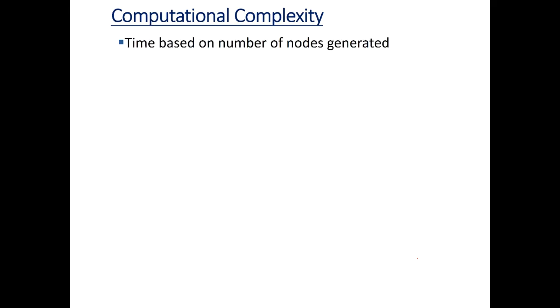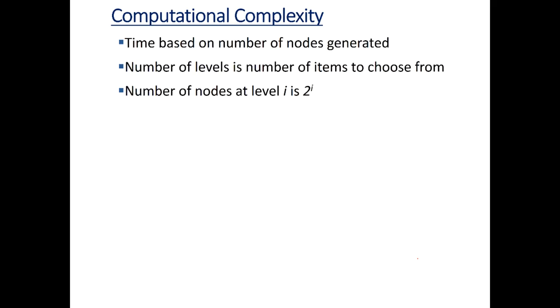Now let's think about how much computation is required to build a search tree. The amount of computation will be proportional to the number of nodes in the tree. To see how many nodes there will be, we look at the number of levels in the tree and the number of nodes per level. The number of levels will be equal to the number of items we have to choose from, because each level represents a decision to take or not take a specific item. The number of nodes at level i is 2 to the i.